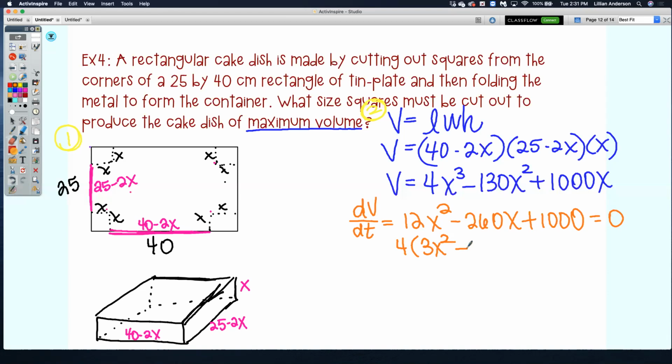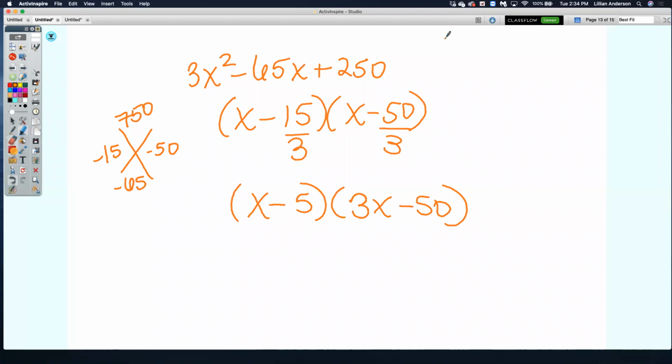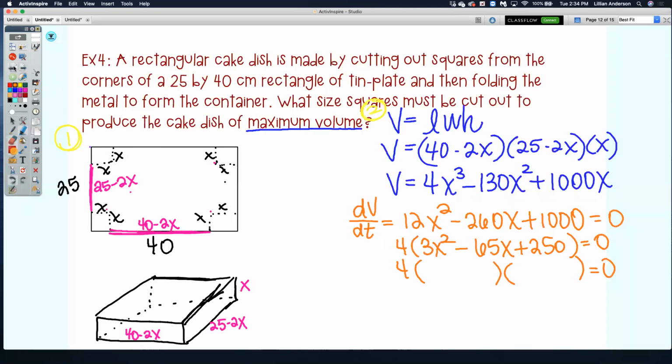What's 260 divided by 4? 65. And 1,000 divided by 4. So now you have to figure, what are those two numbers that multiply to give you one number and add together to give you another number? Let's factor this. So once you factor this, that'll be our factors: x minus 5, 3x minus 50. When you set this equal to 0, the 4 equal to 0 is nothing. But then you'll have x equals 5, and then you'll have x equals 50 over 3. Now, both of these answers are not your answer.